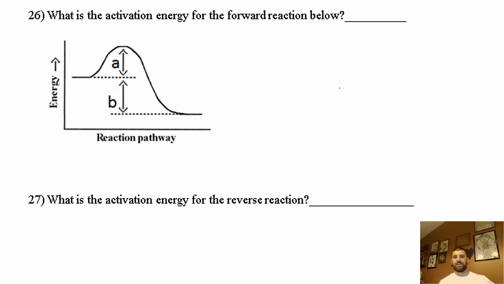26. What is the activation energy for the forward reaction below? Well, for the forward reaction, we're going this way. We're going left to right. We start here, and we got to get up to here. So A would be our activation energy for the forward reaction.